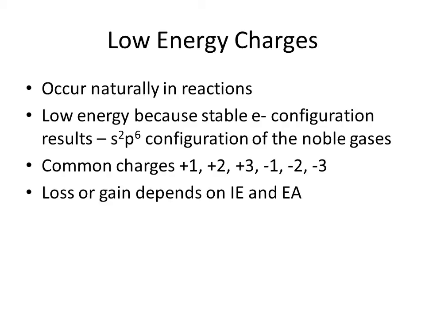So we look both at electron configuration to see how many electrons are needed to attain s2p6, and we look at whether or not they have high ionization energy or electron affinity to see whether or not they would lose or gain to attain s2p6. Now the common charges that we see are +1, +2, +3, -1, -2, and -3. We do not see very often a +4 or +5 because that's a lot of charge on a tiny volume of just a little bitty atom.